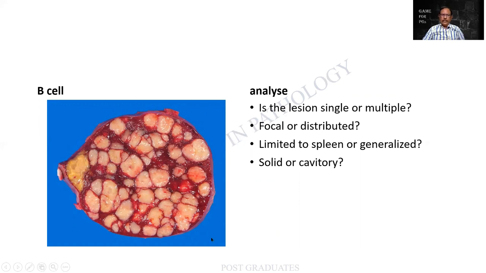And whenever you see a specimen, please analyze, and there is a lesion. Please do analyze. Is the lesion single or multiple? In this case, it is multiple. Is it focal or distributed? It is uniformly distributed. Is it solid or cavitary? You find that the lesions are solid. So these you people can use to describe your vocabulary for the description of the specimens.